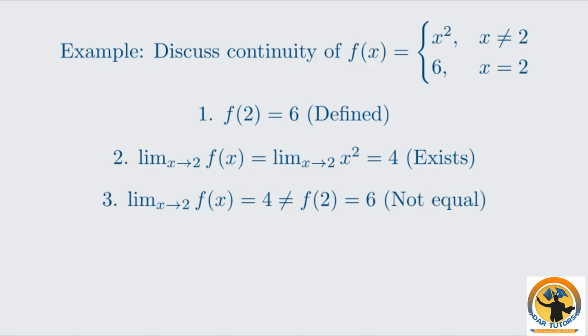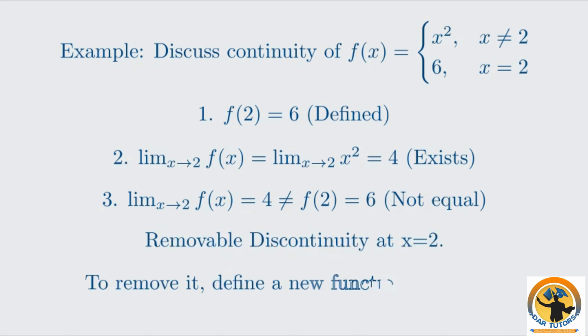Because the limit exists, this is a removable discontinuity. We can remove it by redefining the function at x equals 2. If we define a new function g of x to be x squared for all x, then g of 2 is 4, which is equal to the limit. This new function g is continuous everywhere. This process of redefining a function to make it continuous is a key concept in HL calculus.